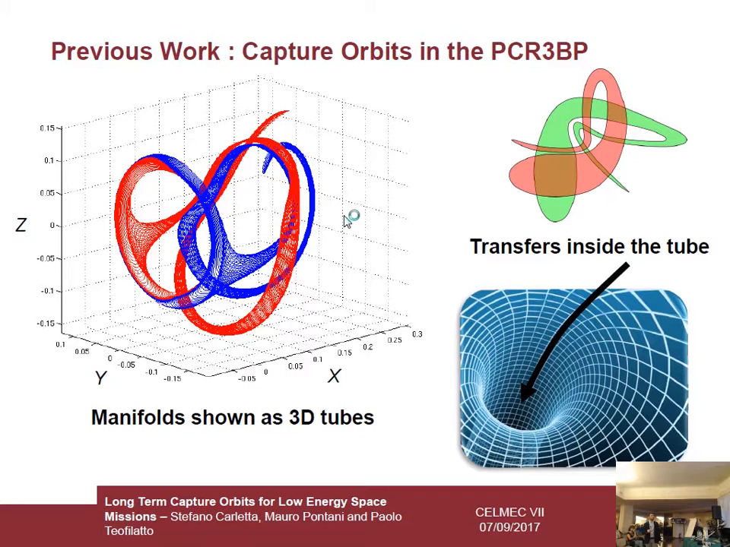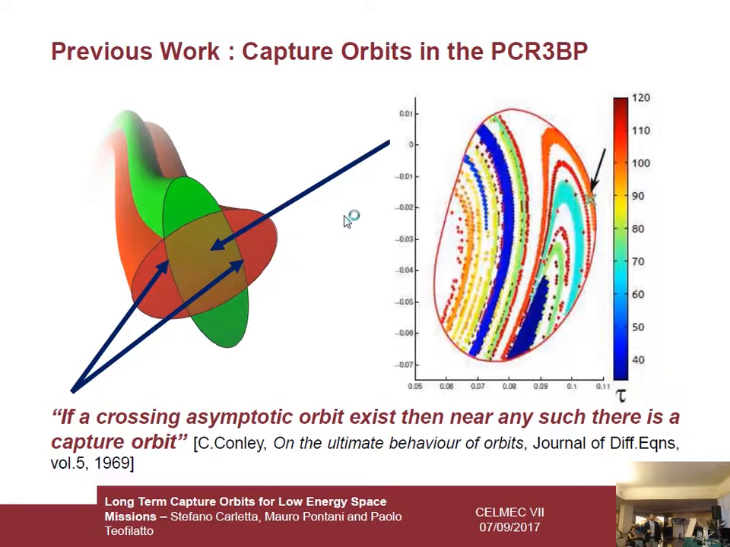Now we can see the two tubes representing the two manifolds; they intersect multiple times. At the intersection, this is an interesting region because something interesting happens: the common region here represents the region of temporary capture orbits. We can see a sketch here where there's a section of this intersection, and the colored points represent the initial states considered and propagated in the planar problem, and we have a color bar representing different capture times. This is in accord with Conley's theorem: at the boundary of this region, where a crossing asymptotic orbit exists, near any such orbit there is a capture orbit.